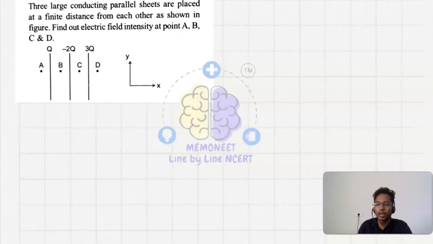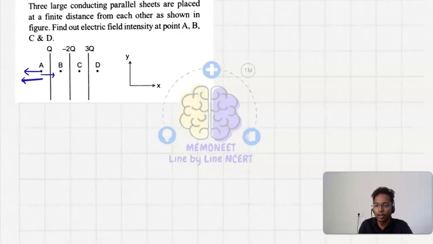Question, look: three large conducting parallel sheets are placed at a finite distance from each other as shown in the figure. Find out the electric field intensity at points A, B, C, D. Okay, so here, if we look into the question, for the Q charge we have the electric field in this direction, and for the minus 2Q charge we have the electric field in this direction, and for the 3Q charge we have the electric field in this direction. So in the negative x-axis direction we have the electric field for Q and 3Q for point A.